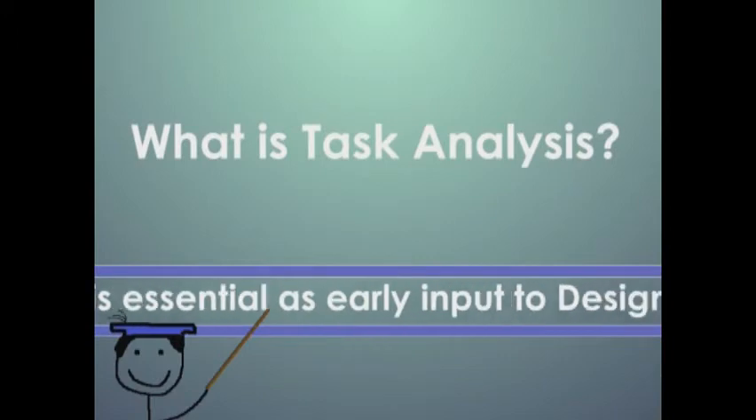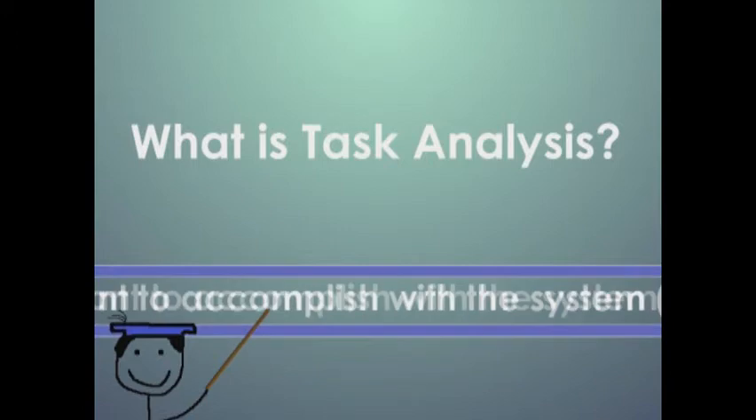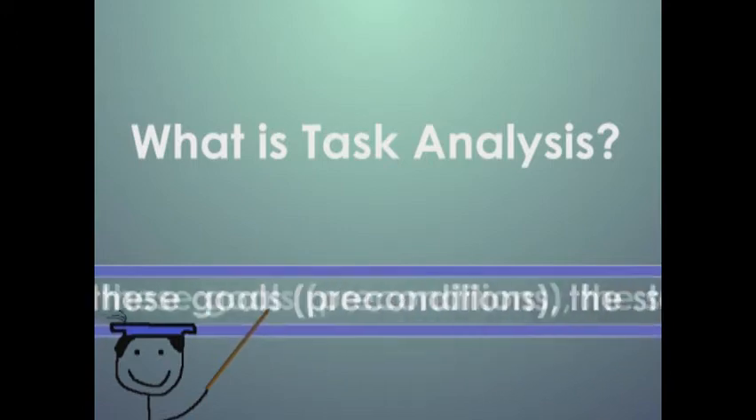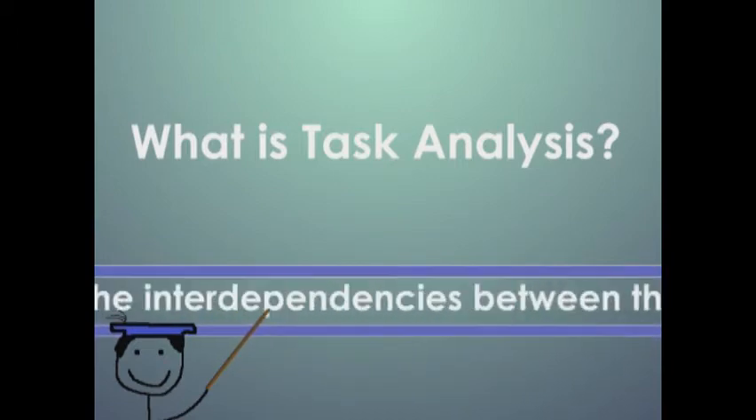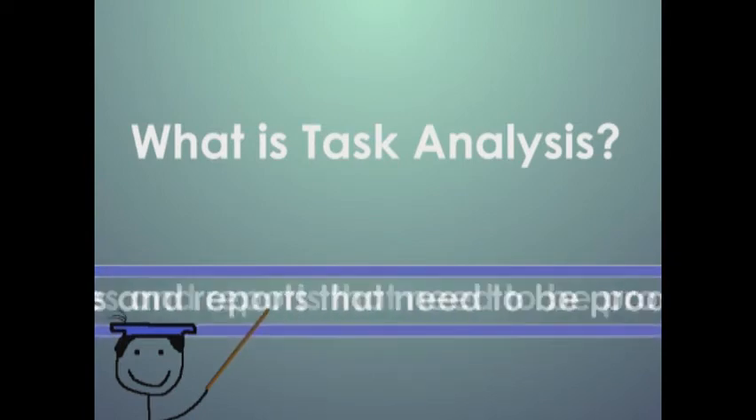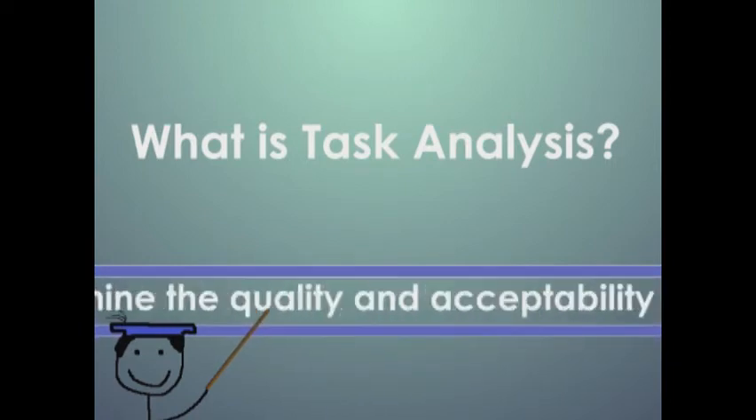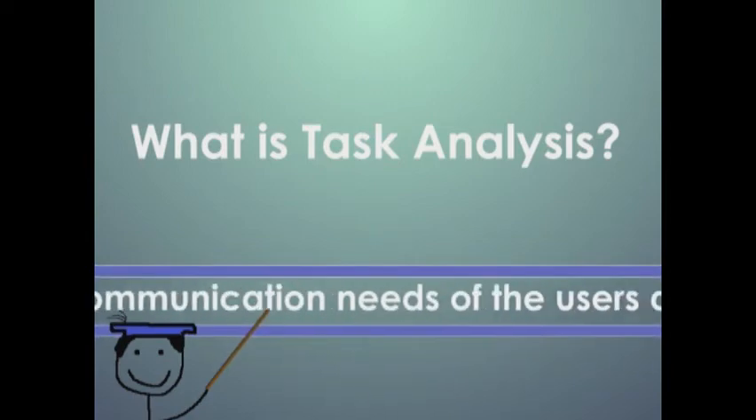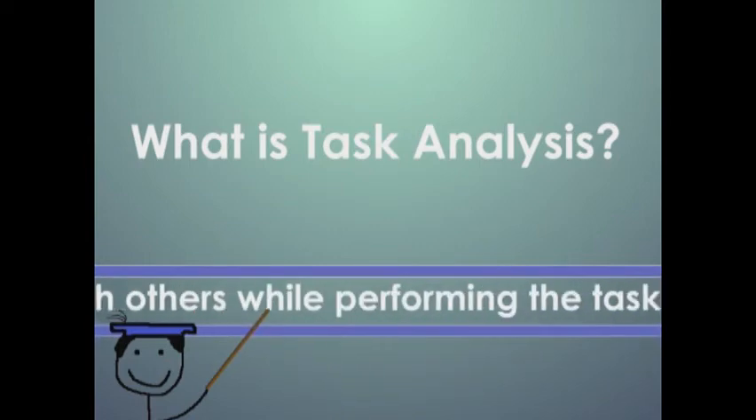Task analysis is essential as early input to design, the outcome of which is a list of all the things the users want to accomplish with the system, all the information they will need to achieve these goals, the steps that need to be performed, and the interdependencies between these steps, all the various outcomes and reports that need to be produced, the criteria used to determine the quality and acceptability of these results, and finally, the communication needs of the user as they exchange information with others while performing the task or preparing to do so.